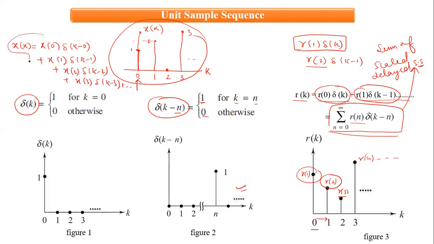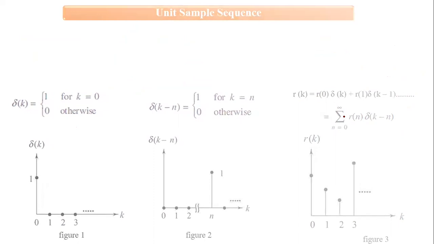So what you are doing actually is scaling the sample sequence, and scaling means you are multiplying it with some arbitrary amplitude value, right? So this is what you are doing basically in this particular thing. So there are three concepts. One is the sample sequence, which is this one, then the delayed sample sequence, and then you have the scaled delayed sample sequences, right?